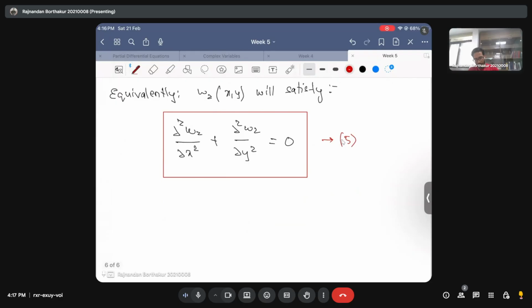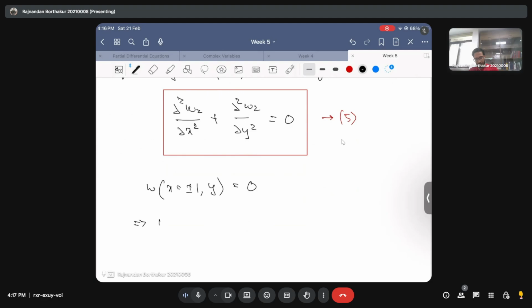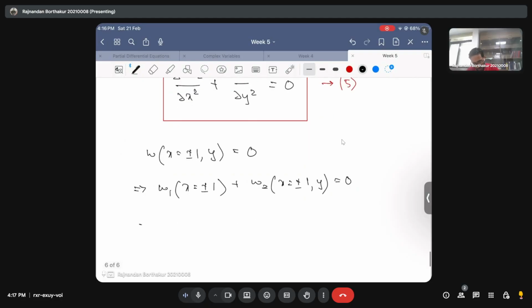See, I know that w at x equal to plus and minus 1, for all y, is going to be equal to 0 for no slip, and I have decomposed w as some w1 at x equal to plus and minus 1 plus w2 at x equal to plus and minus 1 for all y is equal to 0, which means my boundary condition for w2 at x equal to plus and minus 1 for all y is going to be minus w1 at x equal to plus and minus 1. That's it.